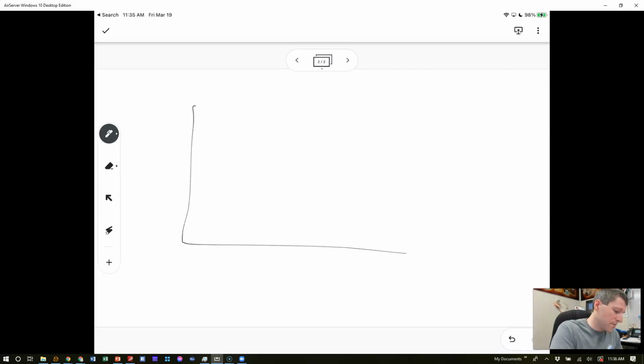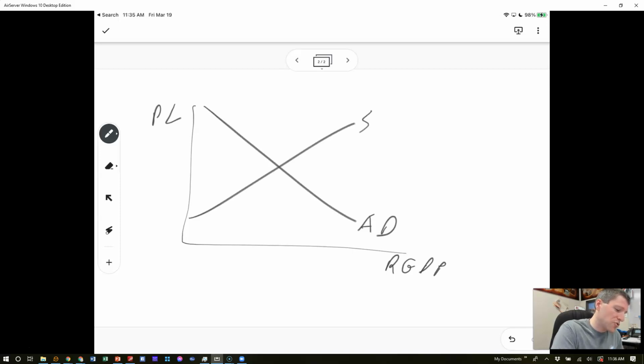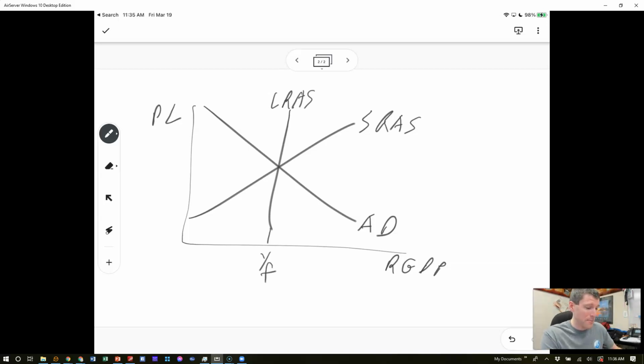The one that looks like this: our GDP, price level, aggregate demand, short run aggregate supply, and long run aggregate supply. The aggregate supply, aggregate demand graph, the king graph. Everything winds up coming back to this somehow.